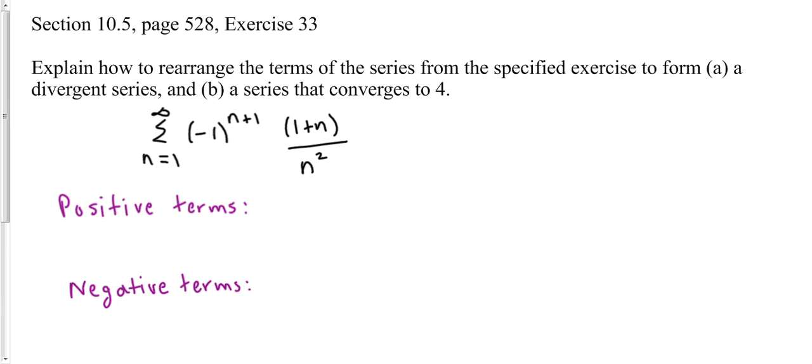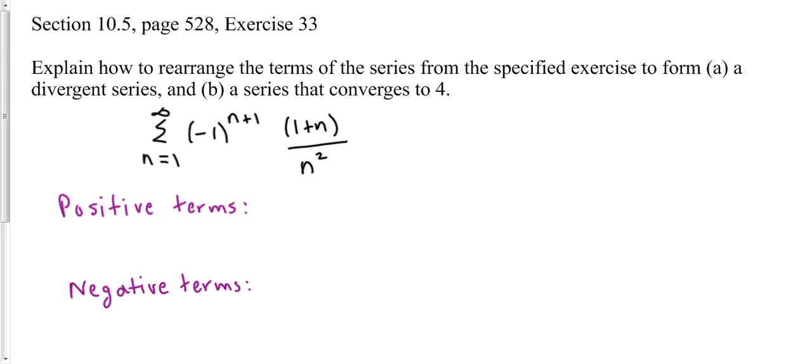The idea is to group the positive and negative terms in such a way that we create the series that we are supposed to create in part A, which is a divergent one, and then create what we're asked to do in part B, which is a series that converges to 4. So if we're going to be considering the positive and negative terms separately, maybe we should write a few of them down.